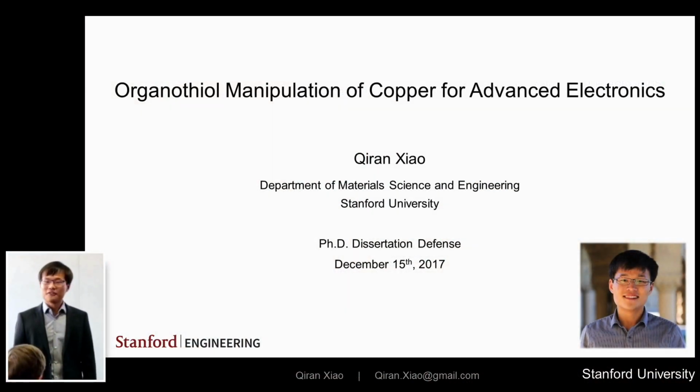I would like to tell you two examples from my research where we leverage organosilane chemistry to manipulate copper atoms at both a two-dimensional and a one-dimensional level for advanced electronics.